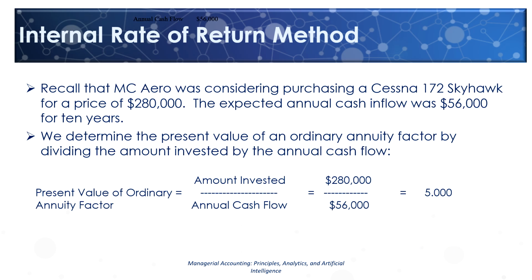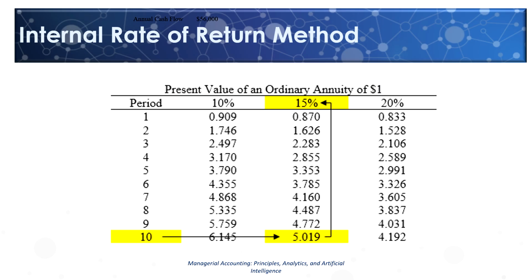Now let's recall MC Aero's purchase of a Cessna 172 Skyhawk at a price of $280,000. It is expected to have an annual cash inflow of $56,000 for 10 years. Determine the present value of an ordinary annuity factor by dividing the amount invested by the annual cash flow. It results in a present value of an ordinary annuity factor of 5. Now find the interest rate associated with a period of 10 years and a factor of 5. The closest interest rate is 15%. That is your internal rate of return.